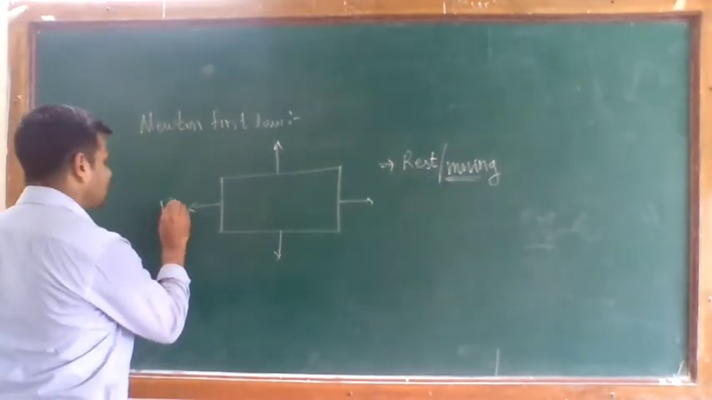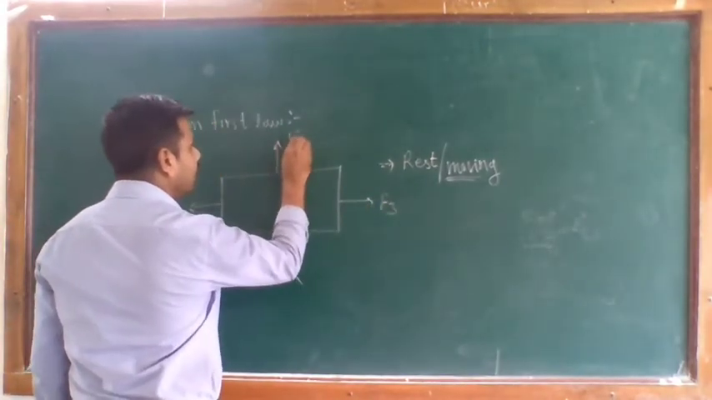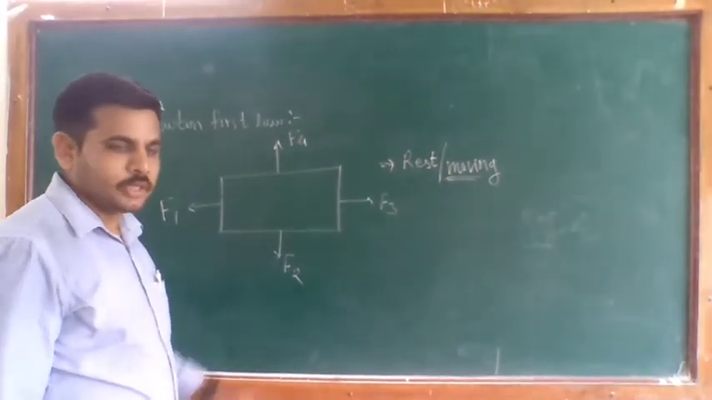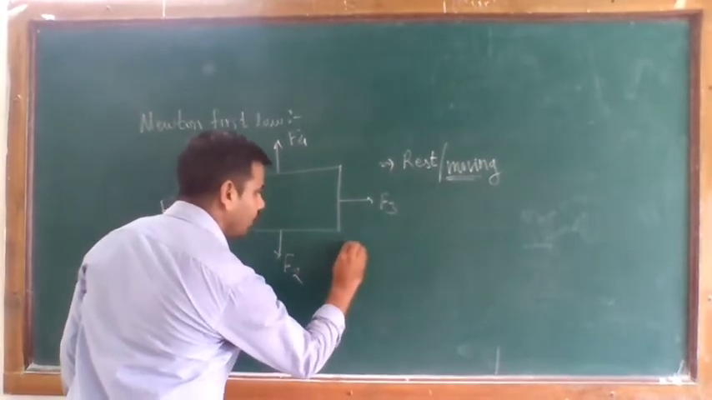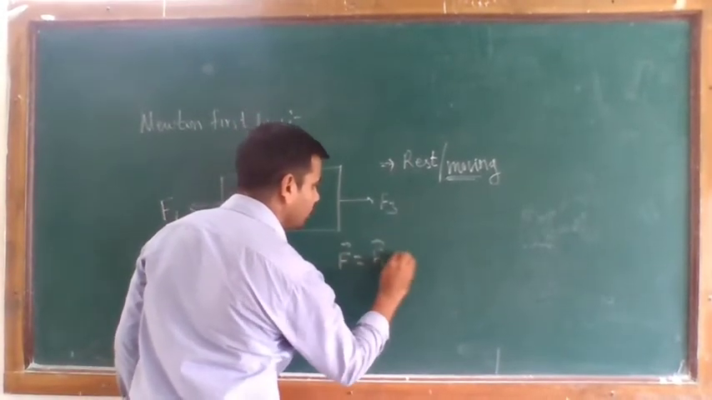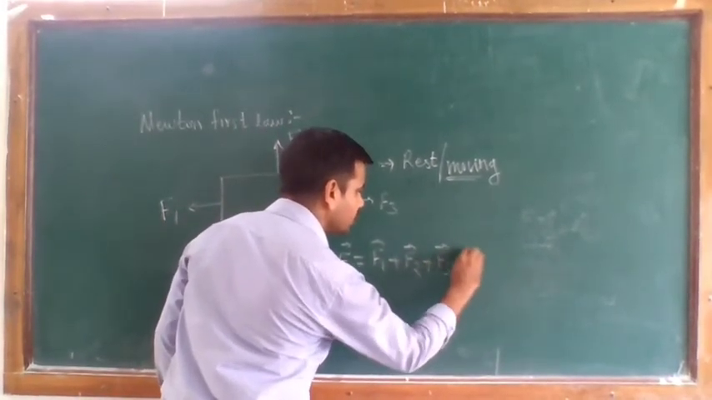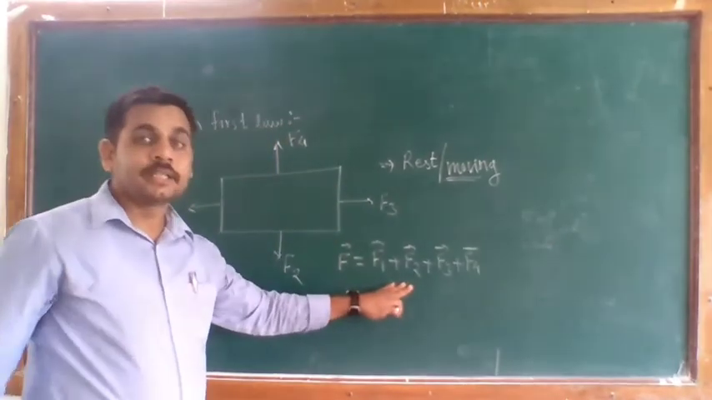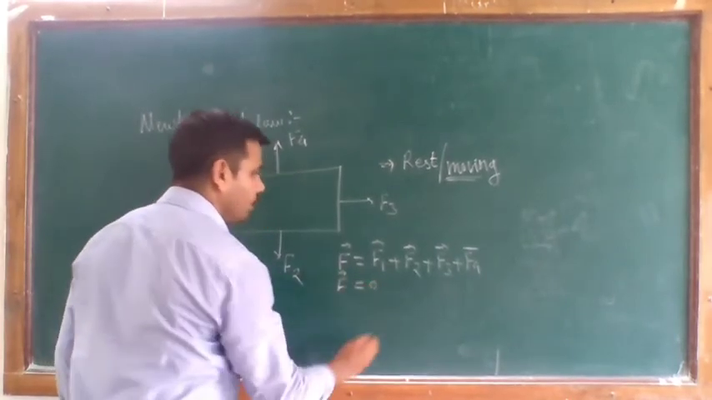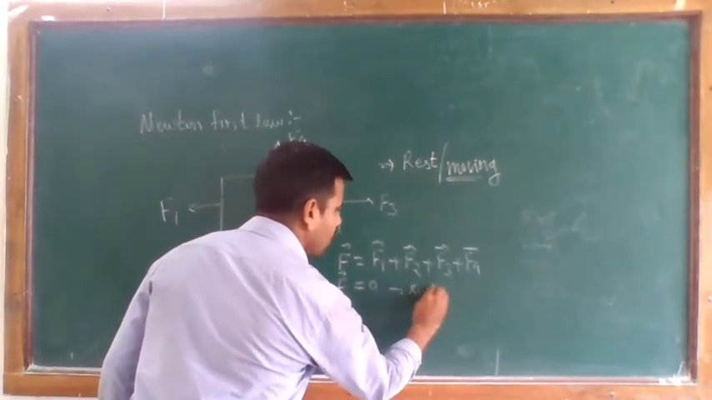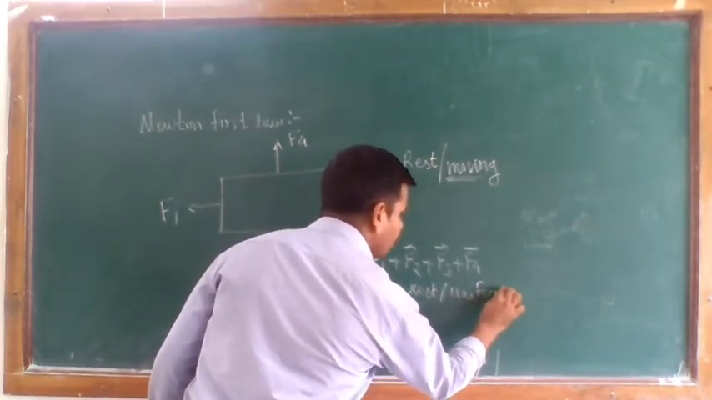So say the forces are F1, F2, F3 and F4. If you consider the vector sum of all the forces, F equals F1 plus F2 plus F3 plus F4, and this overall sum is 0, the body will be at rest or in uniform motion.